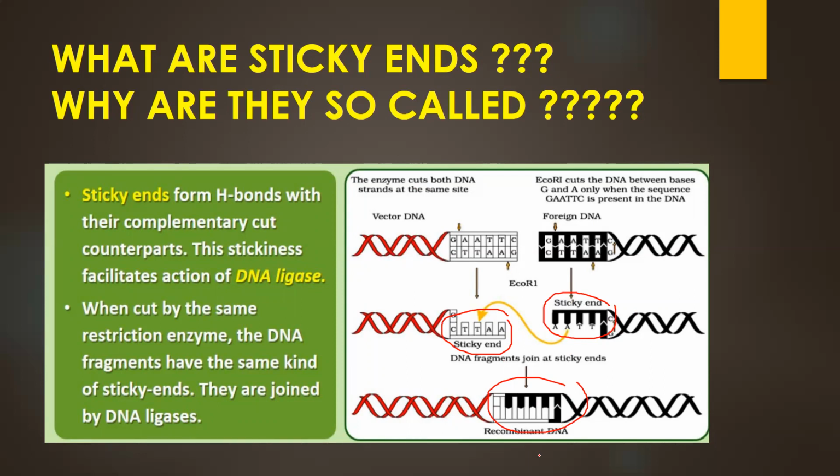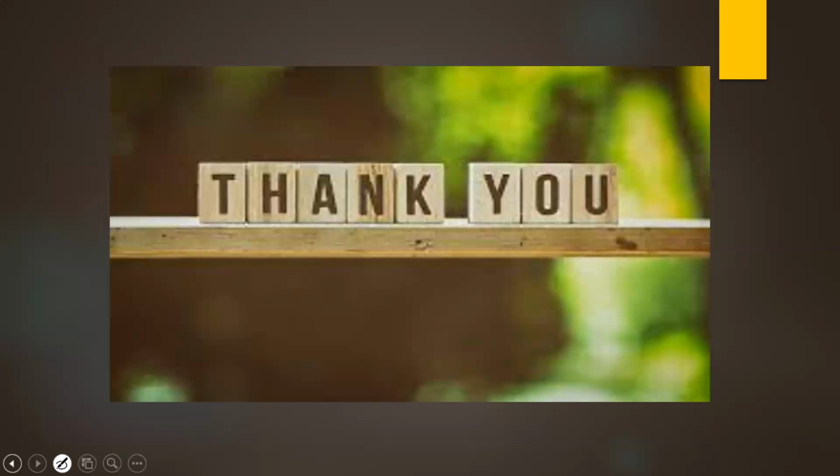Children, in genetic engineering, the DNA from different sources is cut with the same restriction enzyme so that both the fragments have the same kind of sticky ends. So in this video, I have talked about the first tool of recombinant DNA technology, that is restriction enzyme. In the next video, I'll be talking about the next tool, that is the cloning vector. Thank you.